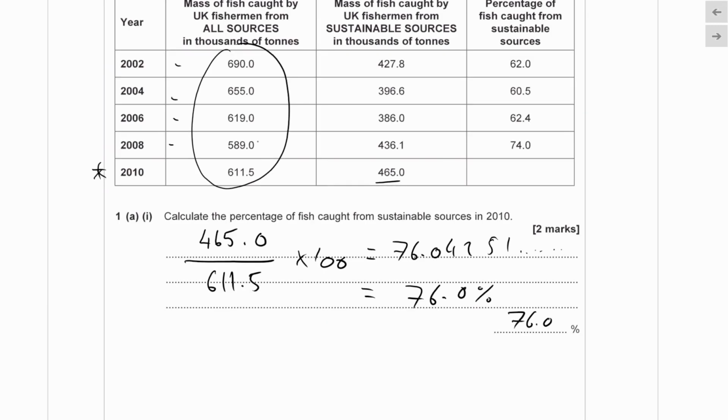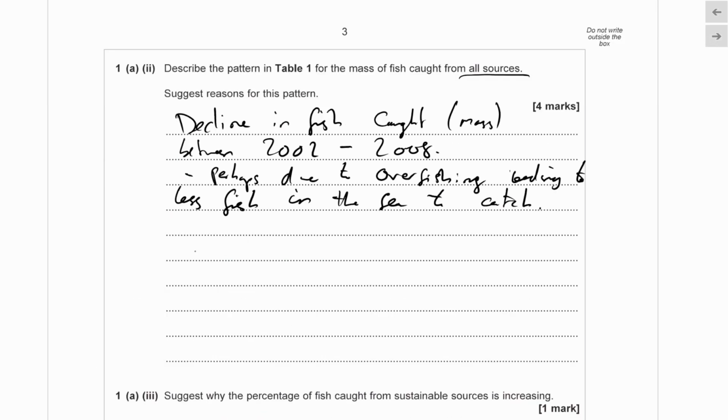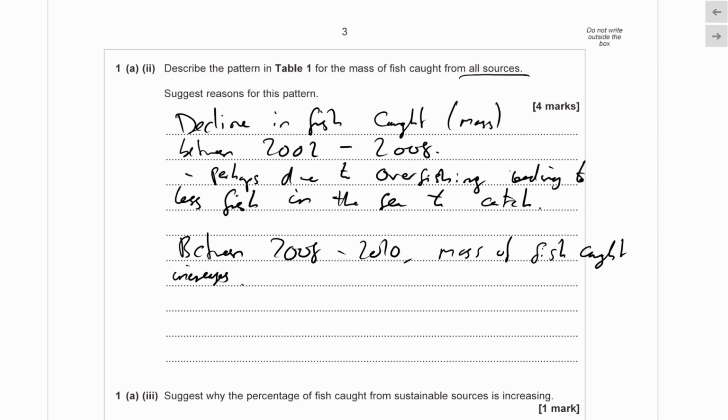Alright, now that's the first part. The second part, if we take a quick look, was that between 2008 and 2010, we catch more fish again, right? So the total mass of fish goes up. So I'm going to say between 2008 and 2010, the mass of fish caught, well, there we go, fish caught increases. Alright, that's the third mark. So now we just need to come up with an example of why that might be the case. Well, why might it go up?